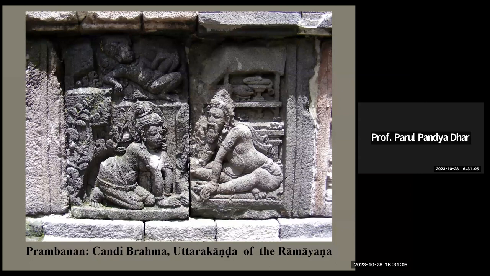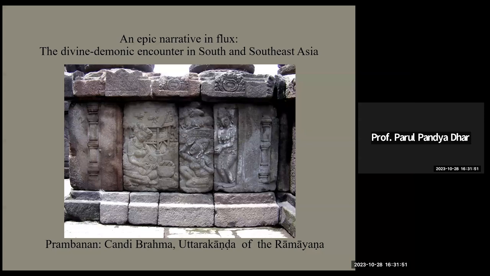Let us take the examples of sculptures portraying the childhood of Lava and Kusha in Valmiki's Hermitage from the Uttarakhanda of the Ramayana. These line the inner face of the balustrade in the ambulatory of the Chandi Brahma in Prambanan. So you have a temple to Shiva, to Brahma, and to Vishnu, and this particular part is in Chandi Brahma. While the Sanskrit and Kakavin versions of the Uttarakhanda mention the birth of twins, Lava and Kusha, to Sita, the Chandi Brahma sculptures clearly show the birth of only one child, that is Lava, and the creation of the other, that is Kusha, from the Kusha grass by Valmiki.